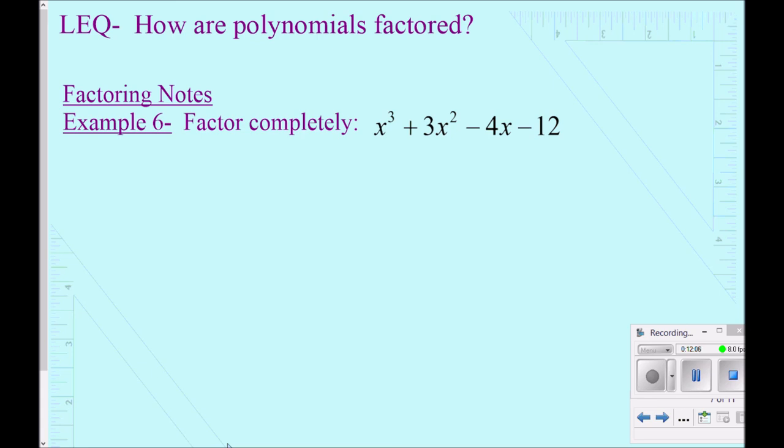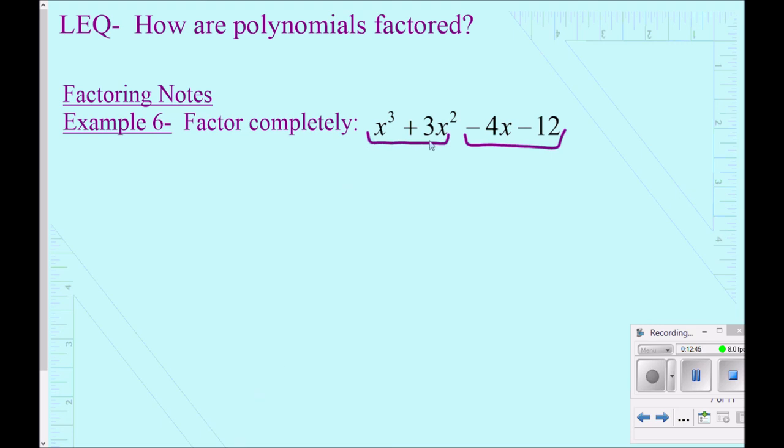Okay, next. So we have this problem to factor, and there is no GCF, no greatest common factor. But this time, it looks a little different. There are 4 terms. When there are 4 terms, you will use a technique called factoring by grouping. That means you'll group the first 2, pair them, and pair the second 2 terms. Then you'll look at the first pairing and pull out the greatest common factor.